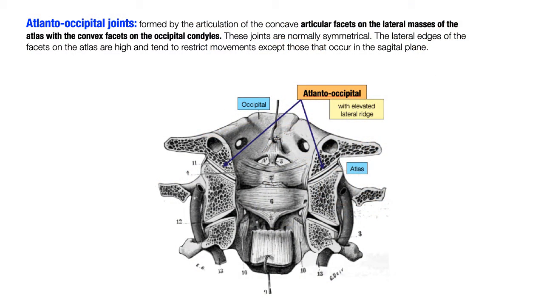Okay, so first we have the joints between the superior facets of the lateral masses of the atlas and the occipital condyles. As you see in the image, the lateral edges of these joints are higher laterally than medially. Okay, so they only permit movements in a sagittal plane. That is flexion and extension of the neck when you say yes with your head.